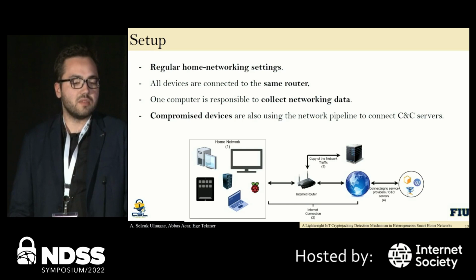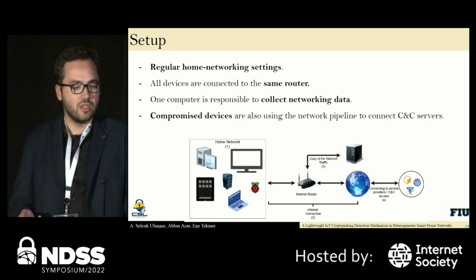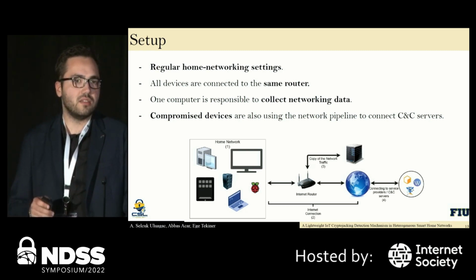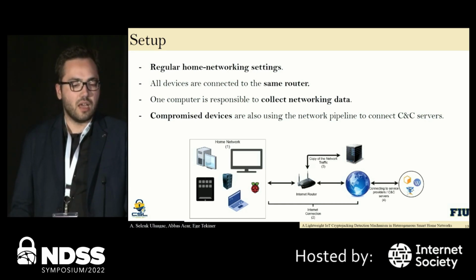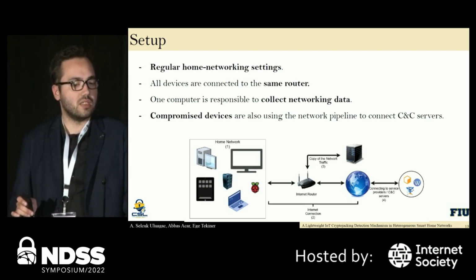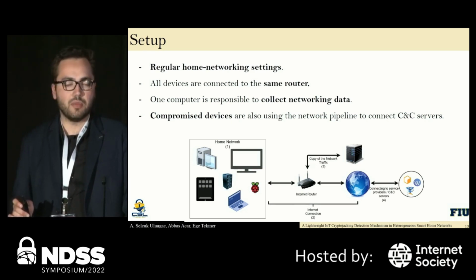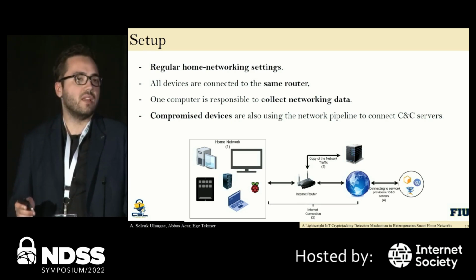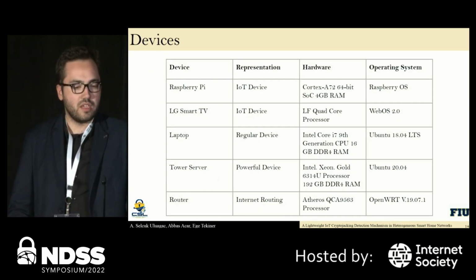Our setup is based on regular home networking settings. All the devices are connected to only one gateway, the internet gateway point, which is a router, and one computer inside the network was responsible for collecting the networking data. And compromised devices also use the same networking pipeline to connect to the CNC servers and the service providers outside the network. Here is our list of devices.